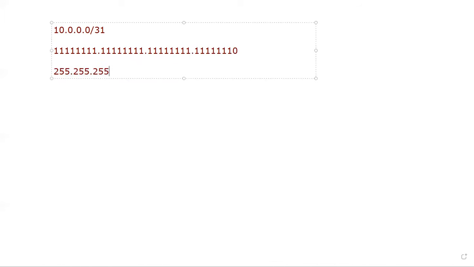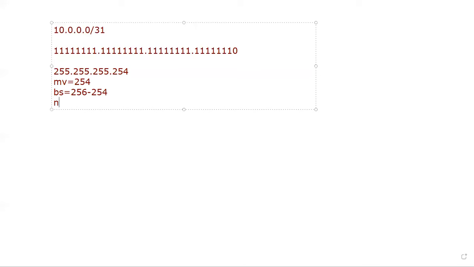Now 31 means 31 ones. 1, 2, 3, 4, 5, 6, 7, 8; 1 to 8; 1 to 8, then 24, 25, 26, 27, 28, 29, 30, 31, 32. Now 31 bits are on. It means 255.255.255.254 will be the value. Okay. What will be the magic value? 254. What will be the block size? 256 minus 254.